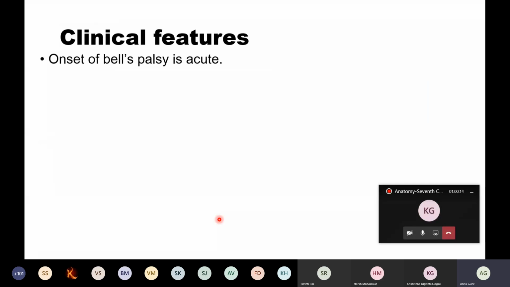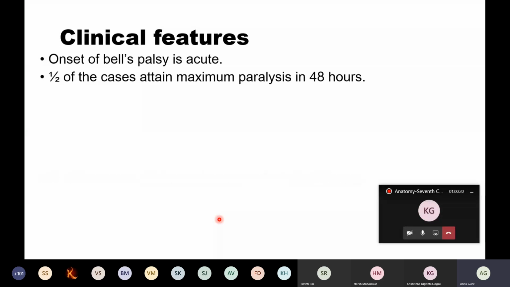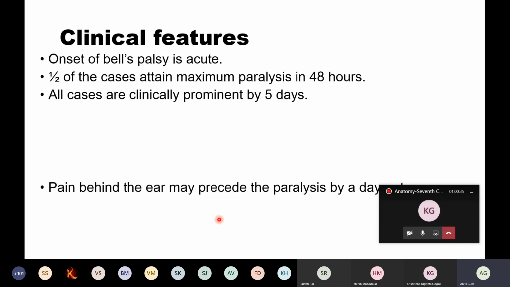To see the clinical features, the person will say that all of a sudden I got this paralysis. That is, they get maximum paralysis in 48 hours. The moment it starts, within 2 days, they will say that the whole face was paralyzed. So these were the things. Clinically, the severity will go on increasing up till the 5th day.